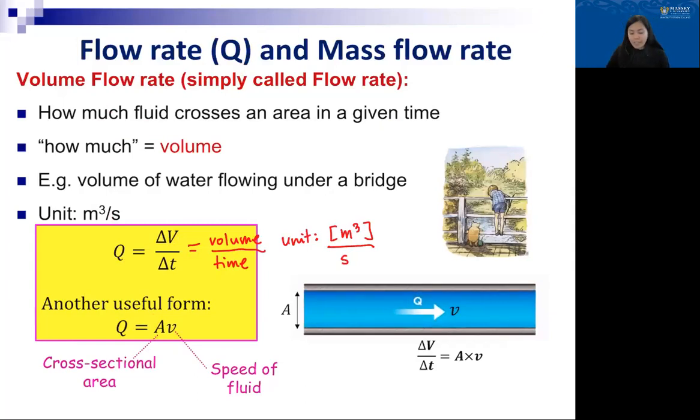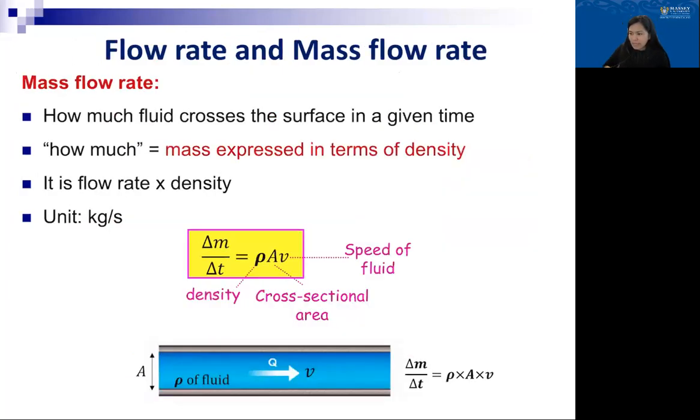Good. So that's volume flow rate, or just simply flow rate Q. Now, in terms of mass flow rate, it's essentially the same concept. It's the amount of fluid crossing at a given time, except that in the case of mass flow rate, instead of considering volume as being how much, we consider the mass of the fluid that's crossing a surface in a given time.